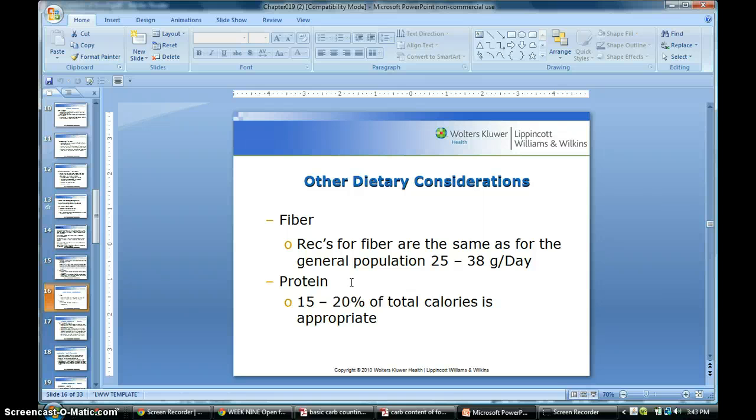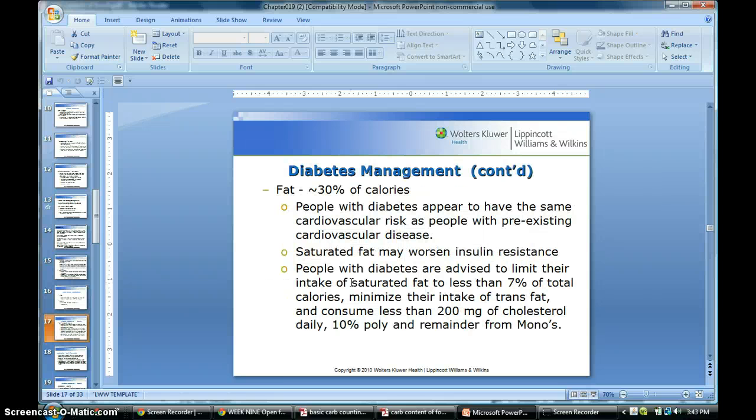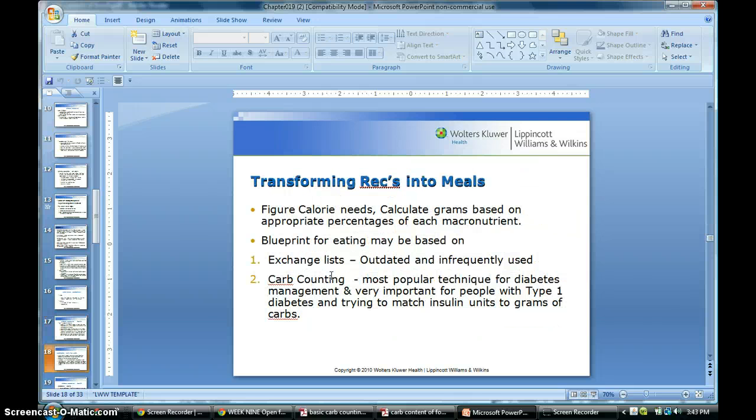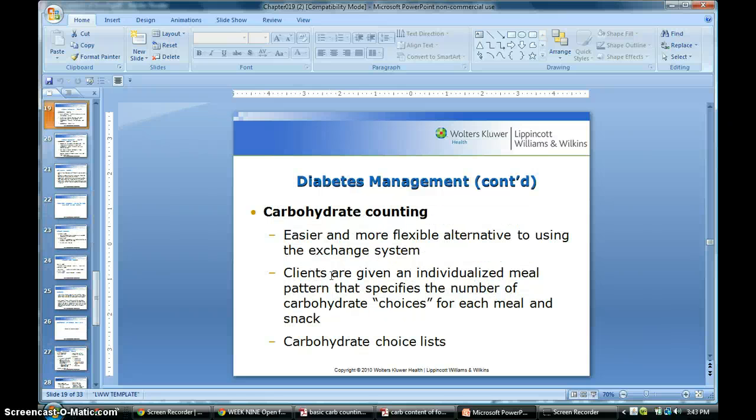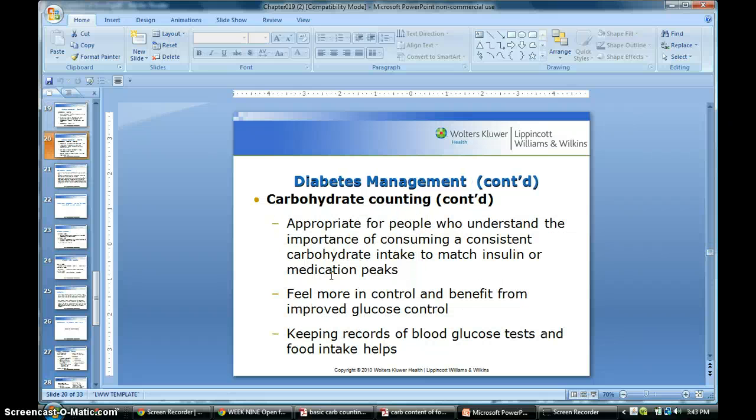Here are some other dietary considerations. Now this fat, I would pay attention to. There's a question about fat on the case study. You're going to want to look at this. And then they talk a little bit about some of the other options for transforming recommendations into meals, but the main one is carb counting. Not going to go into it so much. I would really read through the documents that are online, not in the PowerPoint, in addition to the PowerPoint. Okay?